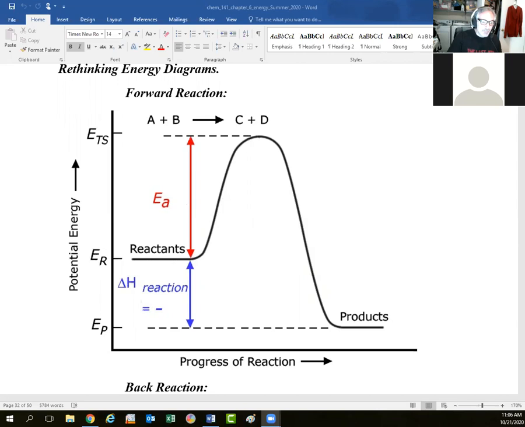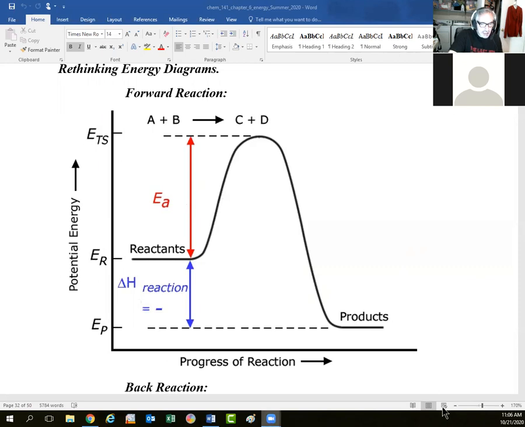And so we can read our equation from left to right for the forward reaction, just like we'd read an energy diagram from left to right for the forward reaction energy. But we can also read that equation from right to left. And we can also read an energy diagram from right to left for the back reaction.